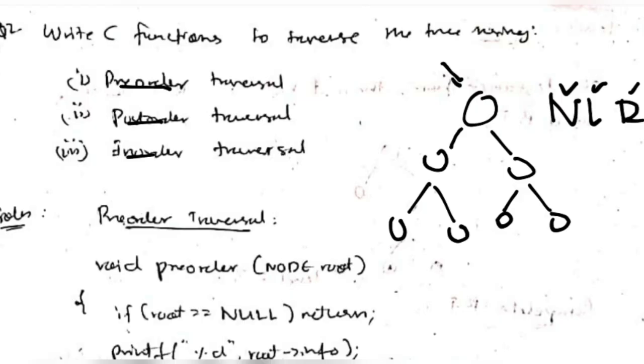So we will start from here, we will print this node. N means we will print this node, then we will move to left, then we will print this node, we will move to left, we will print this node, then we will see if left is there or not, then right is there or not.